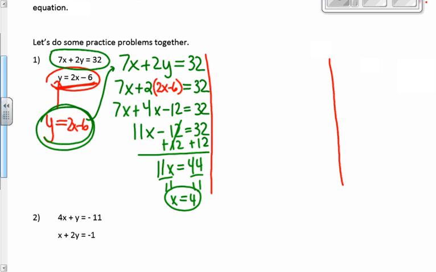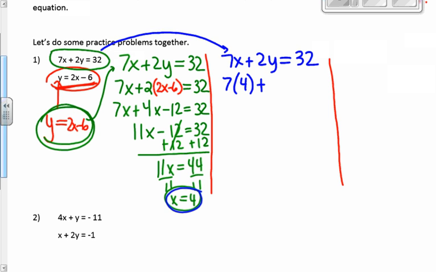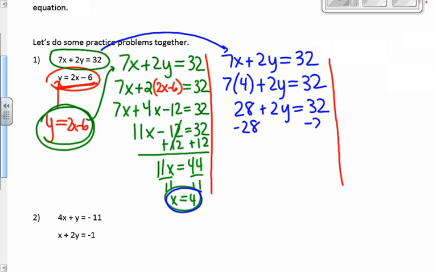So then we're going to do exactly what we've been doing with the elimination method. We're going to rewrite our top equation here, 7x plus 2y equals 32. We're going to take our x of 4 and we're going to sub it in. So 7 times 4 plus 2y equals 32. Then we get 28 plus 2y. Now we're solving for y in this column. In the last column we were solving for x. And then here we're just going to solve for y.